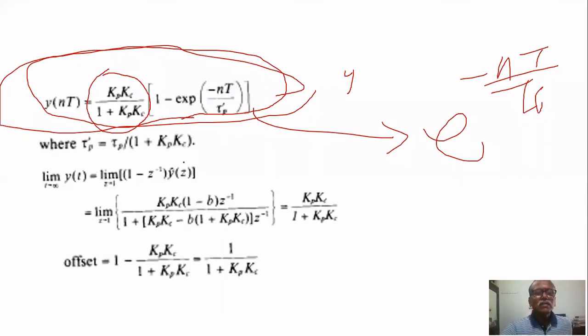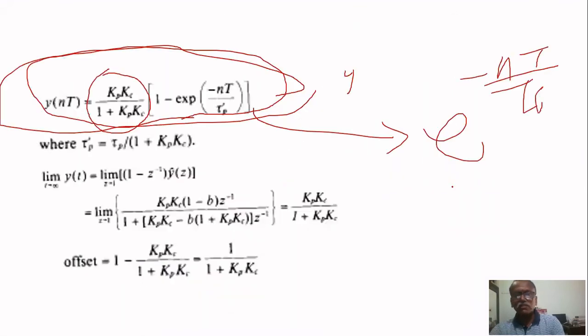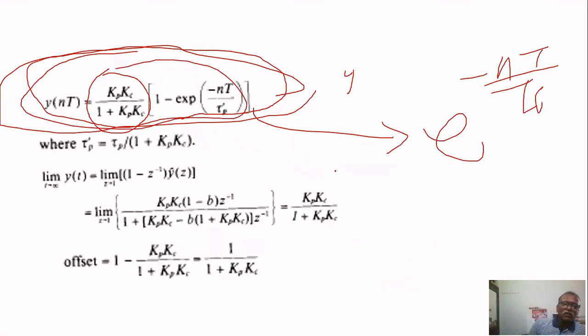What is the steady state value? To find the steady state value for this, we don't need to do z inverse. If you find z inverse for this, that is the answer. We have already seen how to find z inverse for a given function.